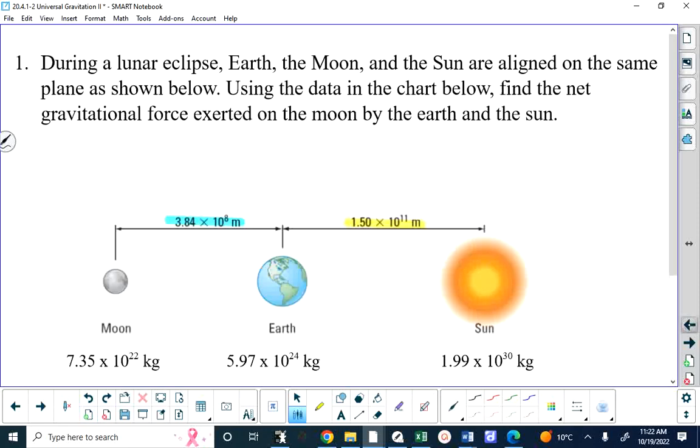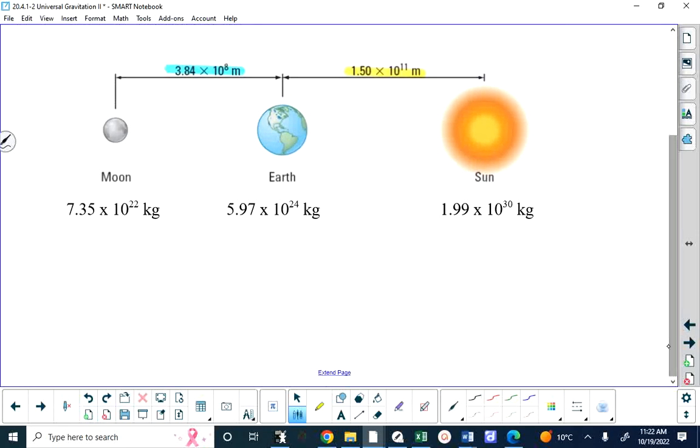But that's okay. You're given in this diagram the mass of the moon, the mass of the Earth, and the mass of the sun. The mass of the sun is hard to even imagine, like how big it is. I'll talk maybe a little bit later about how large that is.